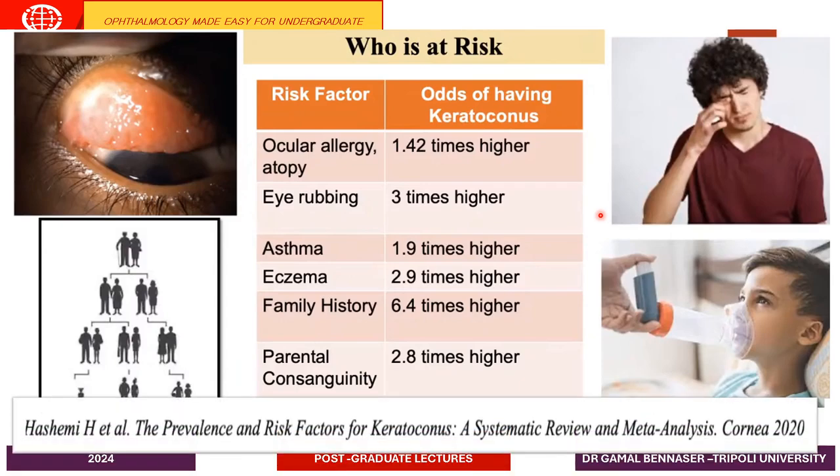This is one of the studies on the prevalence and risk factors of keratoconus, done in 2020. So by history taking, we have to identify whether our patient belongs to these groups, that he has chronic allergy or atopy, so that we can strongly support the diagnosis of keratoconus, based on a strong family history.